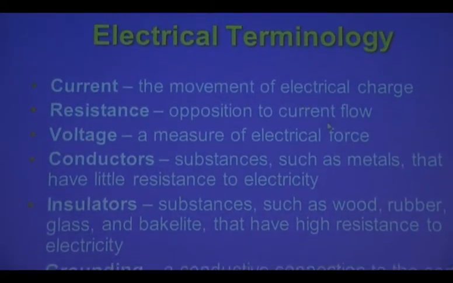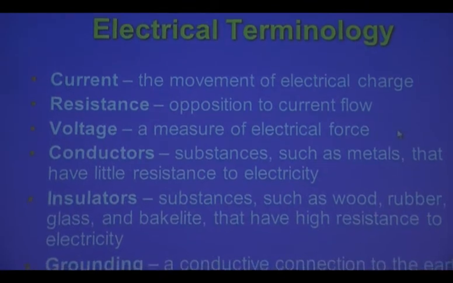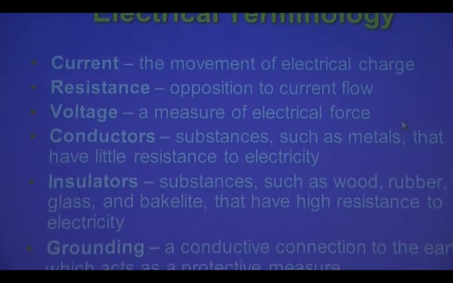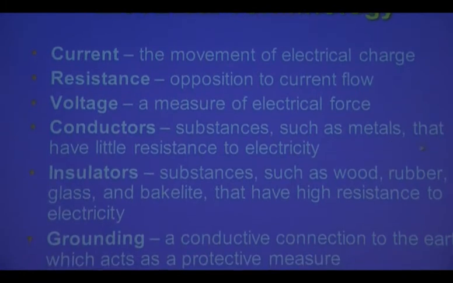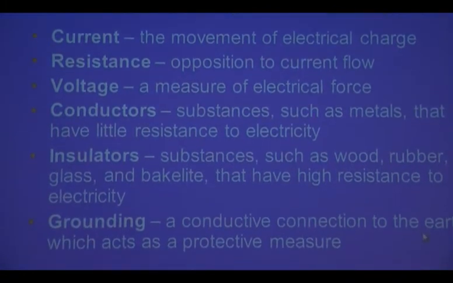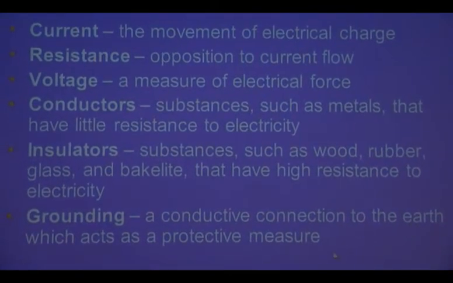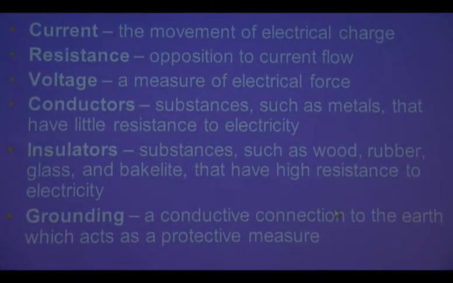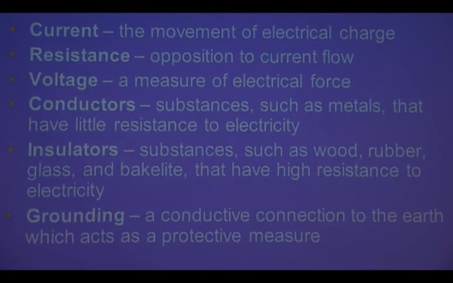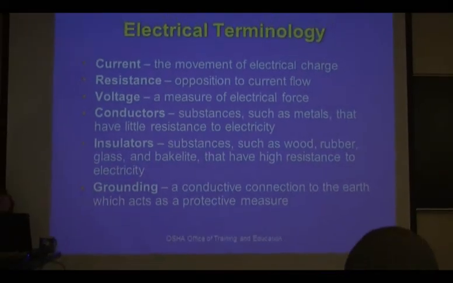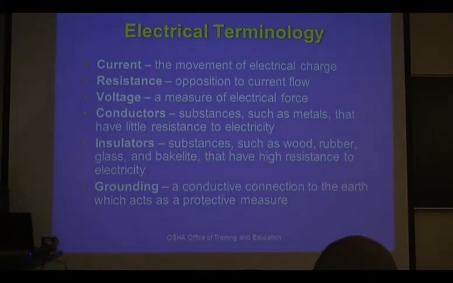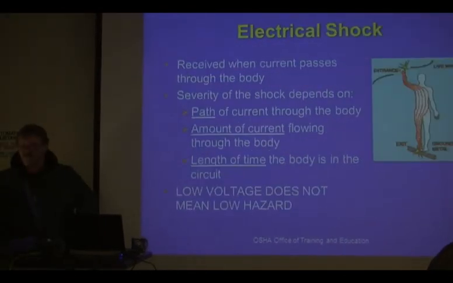Current, resistance, voltage. These are basic. These aren't your level of terminology. Conductors, insulators, and grounding. Grounding here is defined as a conductive connection to earth which acts as a protective measure. If you're properly grounded, you're not the alternate path for current flow. That's what grounding is. It keeps you from being the path from potential to the earth.